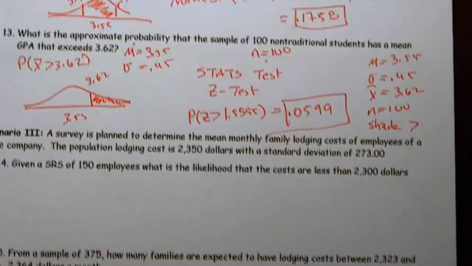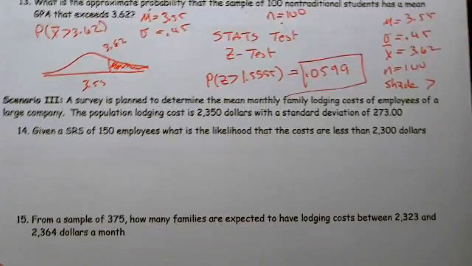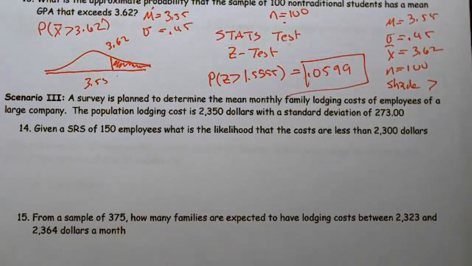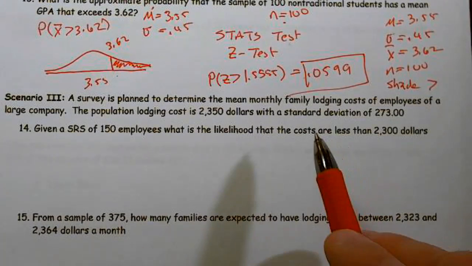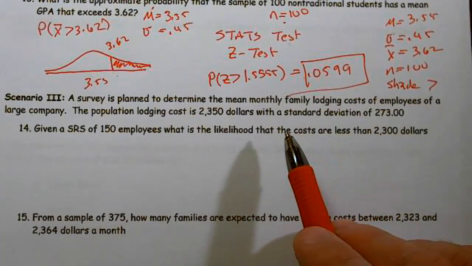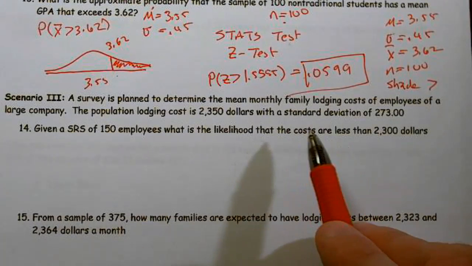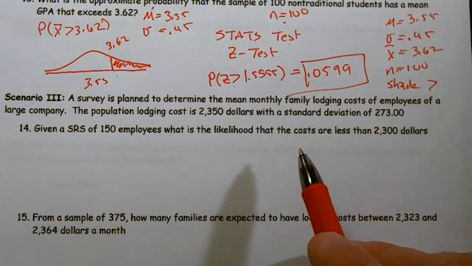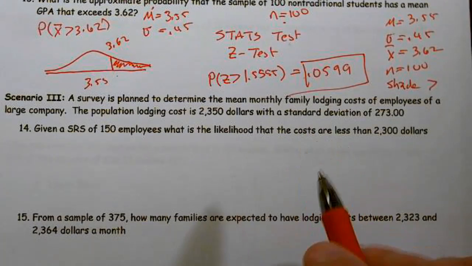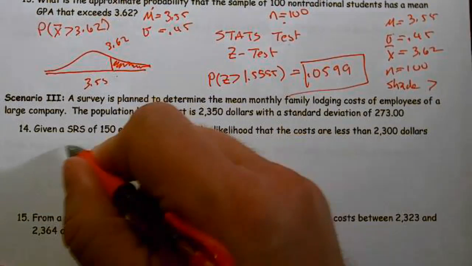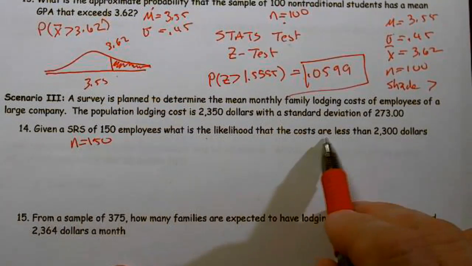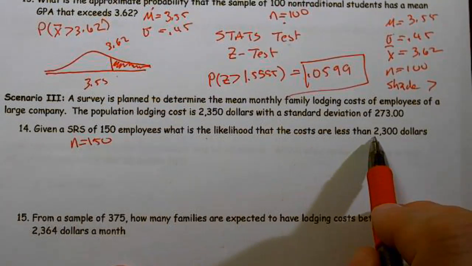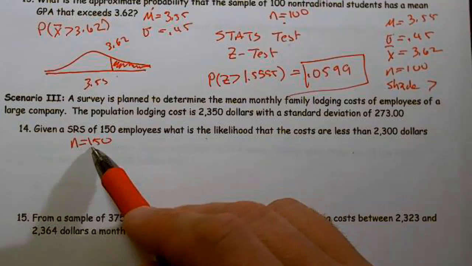All right, scenario 3. A survey is planned to determine the mean monthly family lodging costs of employees of a large company. The population's lodging cost is $2,350 with a standard deviation of $273. Given a simple random sample of 150, so we have n is 150. What is the likelihood that costs are less than $2,300?